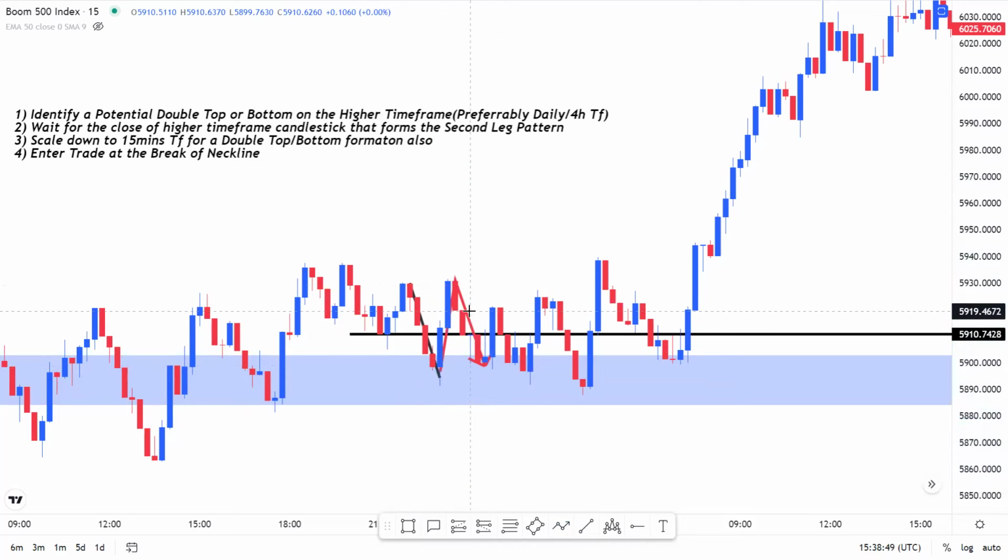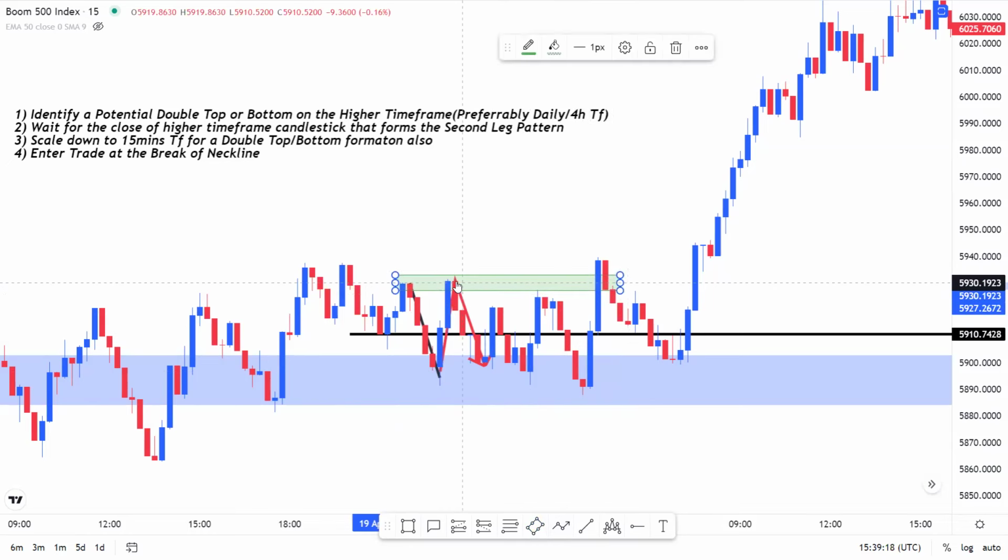Now, guys, the rule states identify a 4-hourly time frame double bottom pattern. Now, once you identify, scale down to the 15 minutes time frame for a double bottom formation also. Here we clearly had seen the first leg of the 15 minutes time frame. We had a resistance right about here. Now that becomes the neckline. So we have this being the neckline of our 15 minutes time frame double bottom.